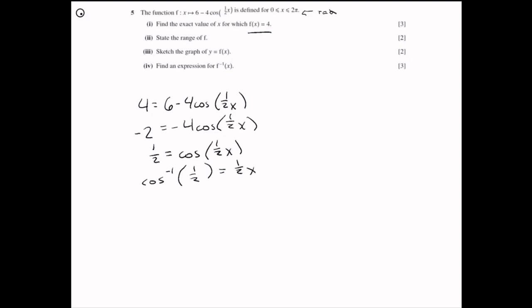So in our calculator, we make sure we're in radians, and then we do the inverse cosine of 1 over 2. And then equals 1.047, which if we use a button that makes our decimals into fractions, we would see that's pi over 3. So pi over 3 equals 1 half x. So we can multiply it by 2 on both sides. So we get 2 pi over 3 is equal to x. And that is the exact value of x.